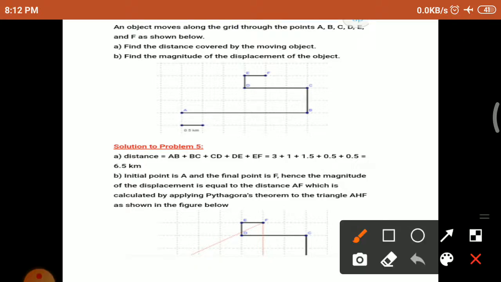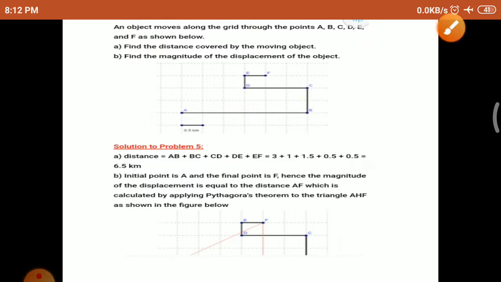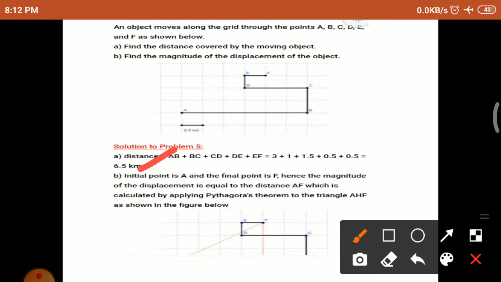AB equals 3. How? 1, 2, 3, 4, 5, 6. Totally 6 boxes. Each box has 0.5 value. So 6 into 0.5, I got 3. And here 0.5, 0.5, so 1. The next 0.5, 1, 1.5. So 1.5. The next one, only one box, 0.5. The next also 0.5. So the total distance is 6.5 kilometer.